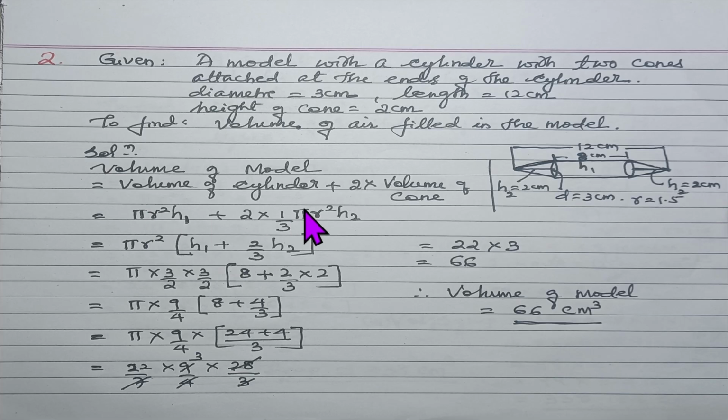Now substituting the values, pi r square is taken as common here, into h1 plus 2 by 3 h2. pi r square is pi into 3 by 2 into 3 by 2, because the diameter is 3, into h1 which is 8 plus 2 by 3 into h2 which is 2. Now simplifying we get pi into 9 by 4, in the bracket 8 plus 4 by 3, pi into 9 by 4 into 24 plus 4 divided by 3, taking LCM there, and simplifying we get 22 into 3, that is 66 centimeter cube. So the volume of the model formed is 66 centimeter cube.